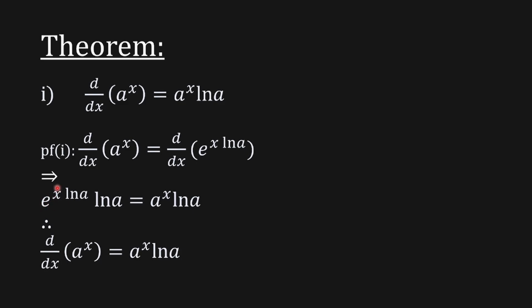This implies that e to the x ln a times ln a is equal to a to the x ln a. So again, like with the last theorem, if we're differentiating this over here, we keep e to the power function times the derivative of the function. So we have e to the x ln a times the derivative of the inner function. x is variable, ln a is constant, so x will turn into 1, so this is 1 times ln a, and that's what we have here, a to the x ln a.